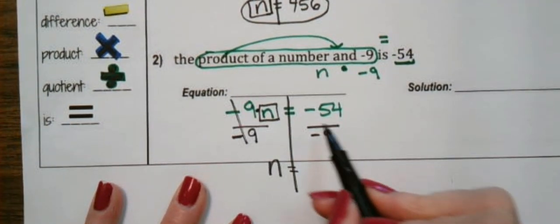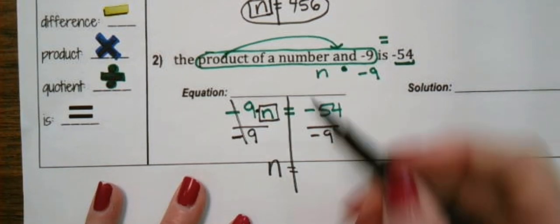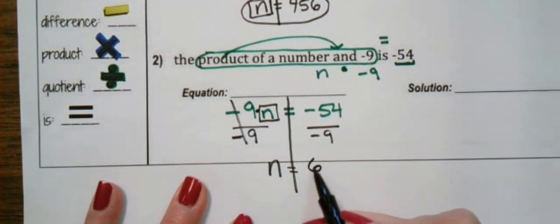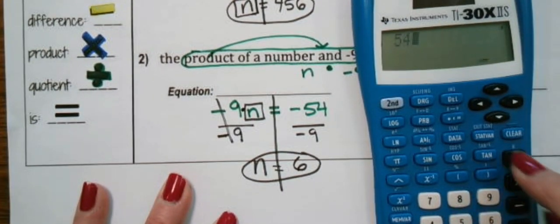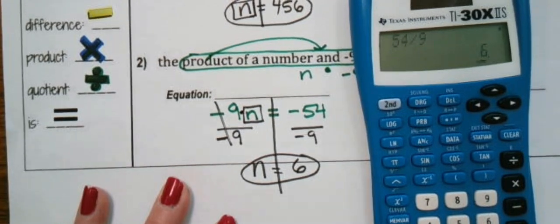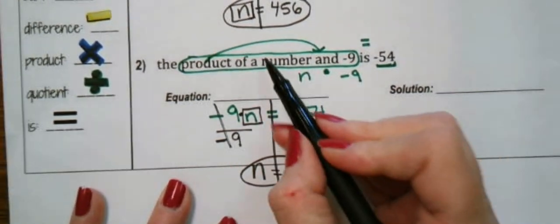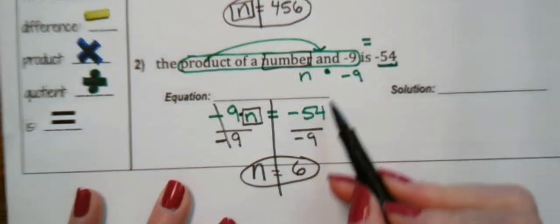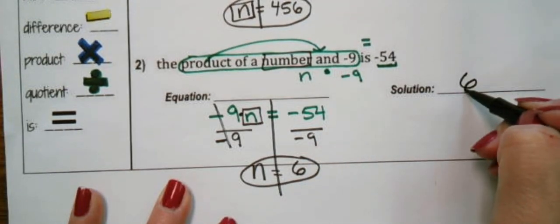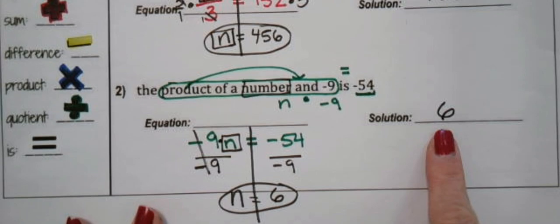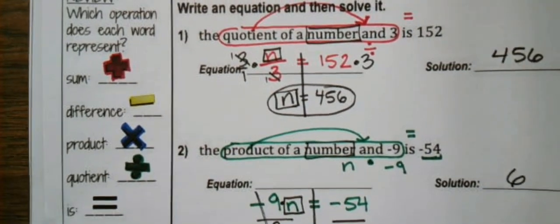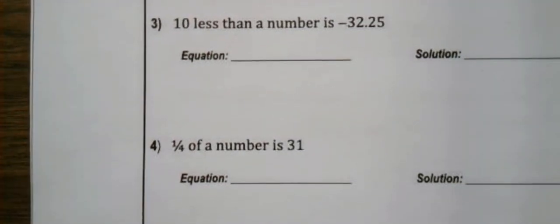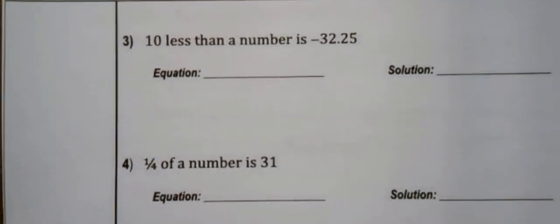Over here on this side, I have a -54 divided by a -9. Signs agree. That's positive, +6. And again, you can just use your calculator too. If you need to, go ahead and take 54 divided by 9, that's always okay to do too. Okay, so the number we're looking for is 6. The product of 6 and -9 is -54. So my solution right here is 6. So there we have number 1 and 2. We were using the words quotient and product, so these are really good to know right over there on the left-hand side. Let's take a look here at number 3 and 4.